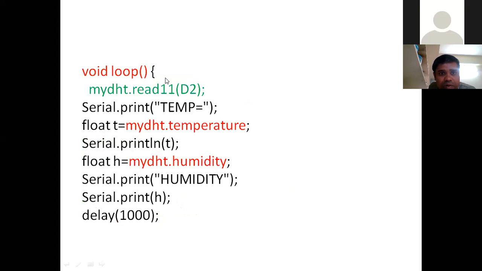Next in the loop, our main purpose is to read the DHT11 sensor. That is the command mydht.read11. It reads the digital DHT value and stores it in some temporary variable. mydht.temperature will give the temperature. mydht.humidity will give the humidity. We want to display them locally, on the serial monitor initially.